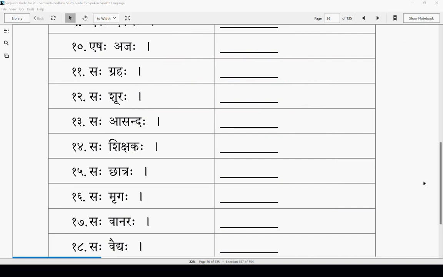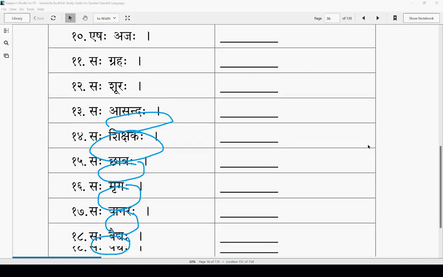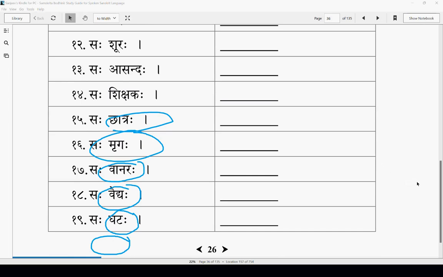Okay. What is the meaning of Aasandaha? Chair. Shikshaka. Teacher. Chhatraha. Student. Mrugaha. Animal? Deer. Deer or animal, both are fine. And then Vanaraha. Monkey. Vaidyaha. Doctor. And Ghataha. Clock. Is it pot? Pot.